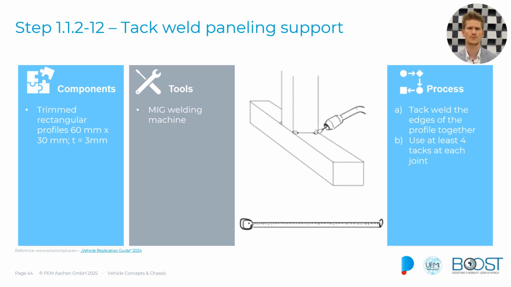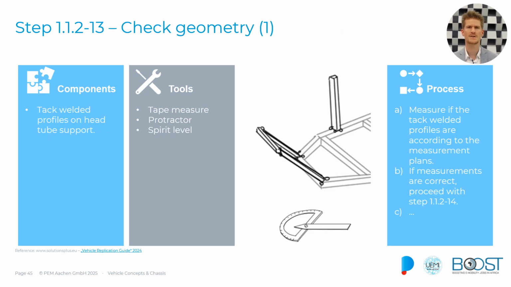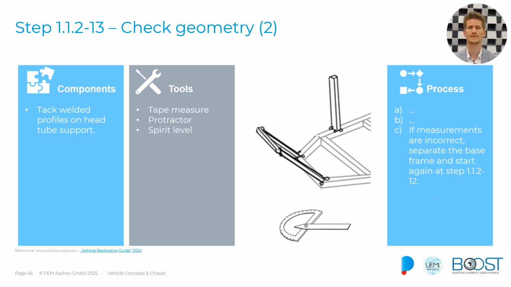Once we've done that, we position these support parts on our base frame, and again with a MIG welding machine we will start to tack weld only. As you can imagine, the next step would be a check of the geometry. So we will look again with the tape measure, protractor, and spirit level if everything is in the right spot and at the right angles we are looking for. If this might not be the case, we have now again the option to correct it rather easily.